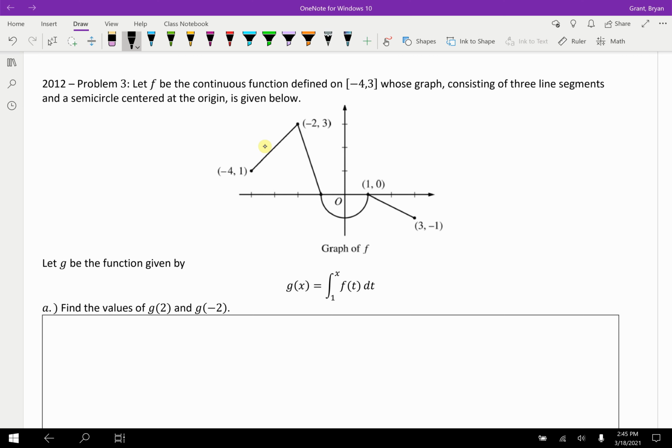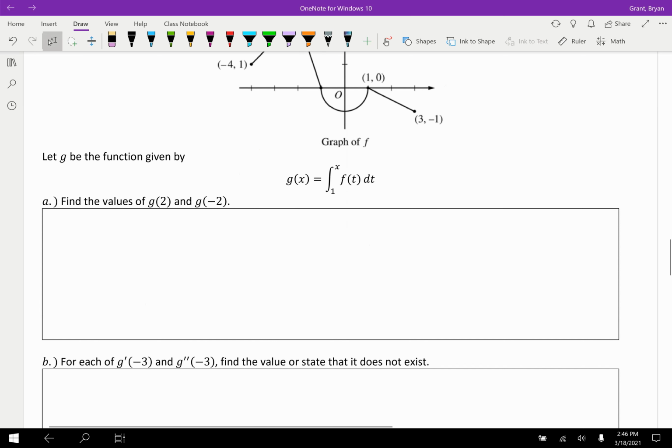So now, if g is found by doing the antiderivative of f, isn't this graph kind of like the derivative of g? If we have to do the antiderivative to find things about g, this really is the graph of f prime for g of x. So it's a clever way to do the same thing that we just did.